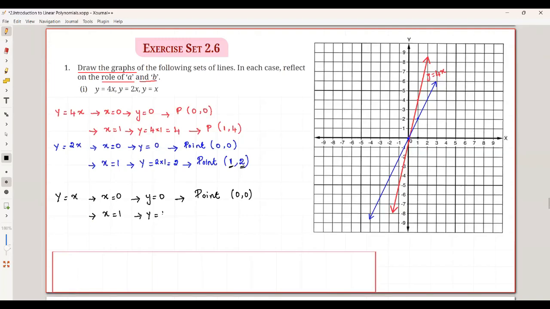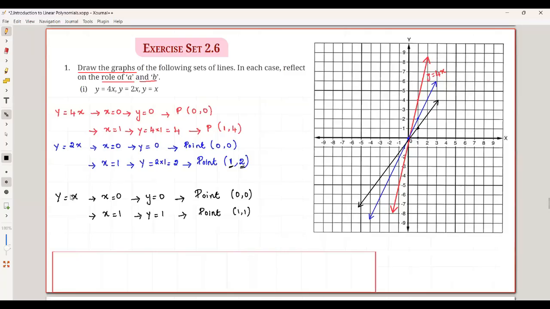Okay, y is equal to 1. So therefore the point is 1, 1. So this is 1, 1, correct? So I have to draw the straight line. This is 1, 1. So I am getting 3 straight lines.